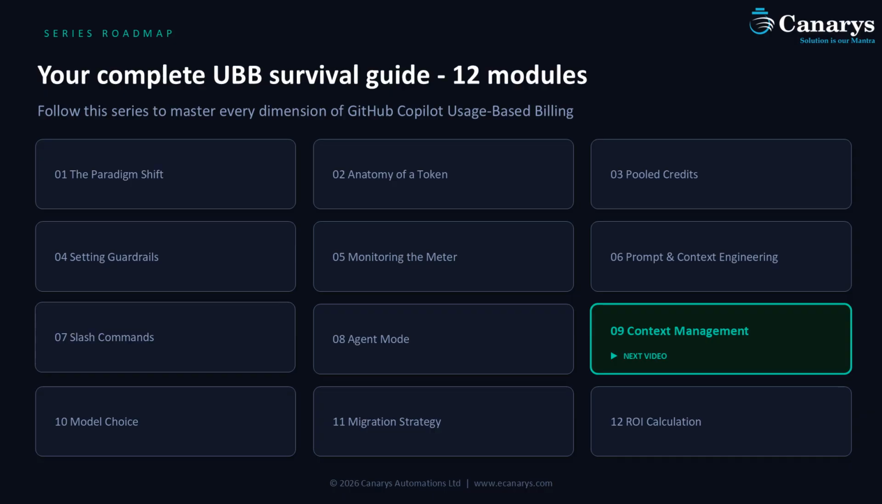We have reached the end of this video. In the next module, we'll explore context management and understand how the amount of context you provide directly impacts AI credit consumption. We'll look at what counts as context, common mistakes that increase token usage, and practical techniques to optimize both response quality and AI credit efficiency.